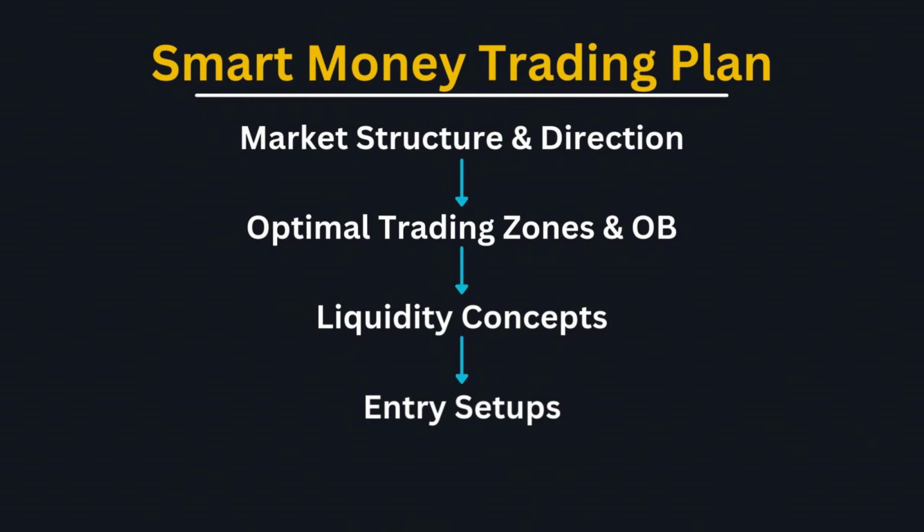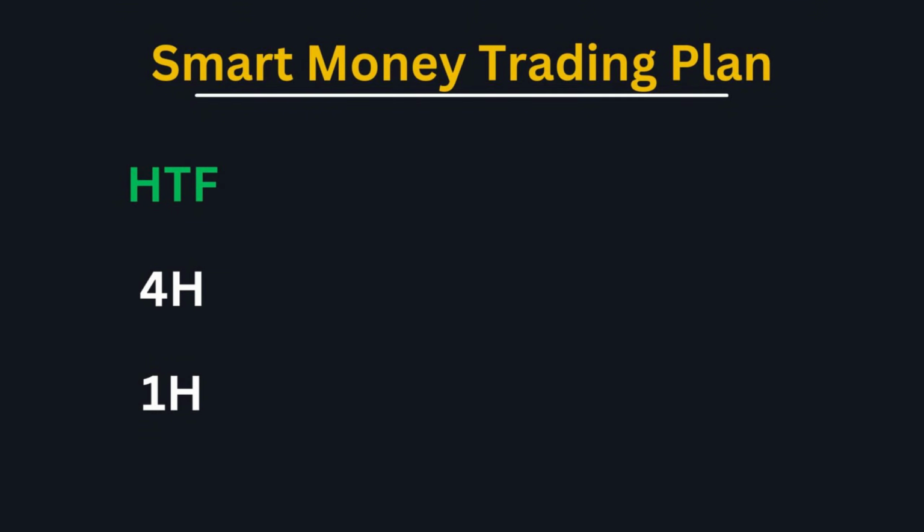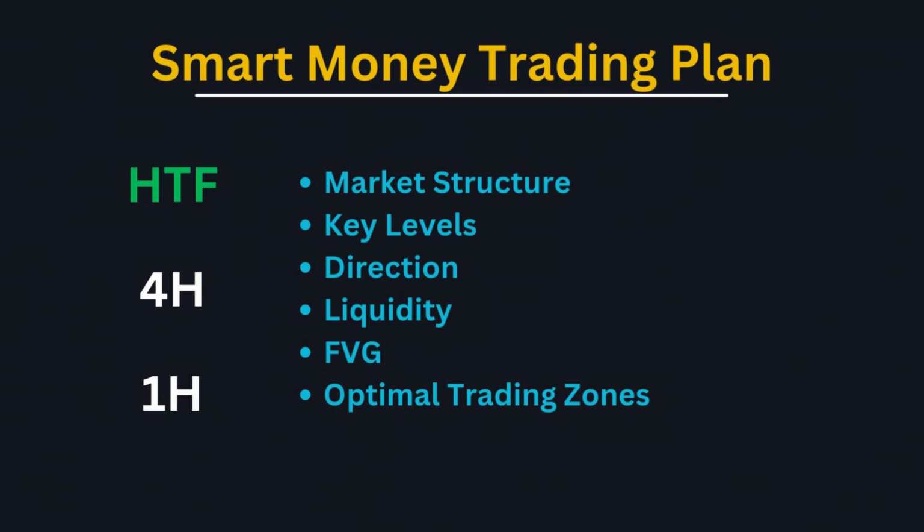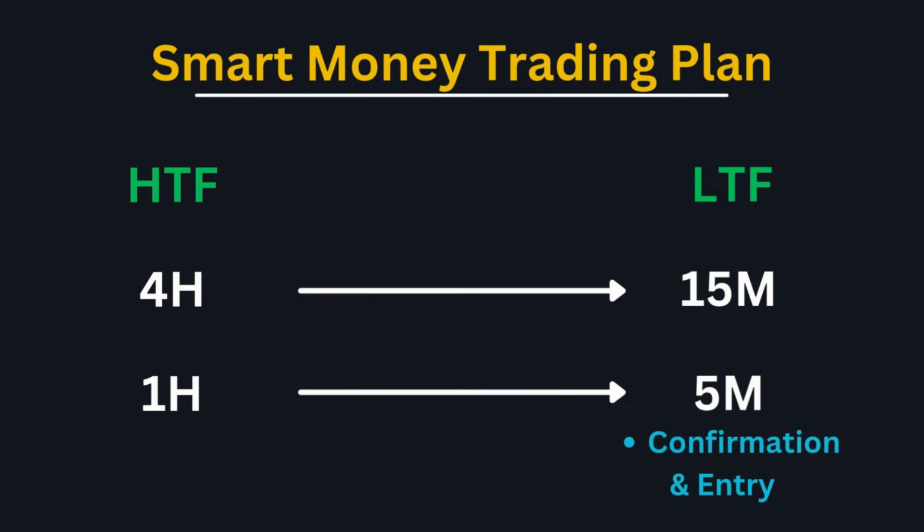And this smart money trading plan consists of two major time frames. First, we have the higher time frame, where we do our general analysis, like reading the market structure, identifying key levels, finding market direction, identifying liquidity areas, finding fair value gaps, and optimal trading zones. Then we move into the lower time frame for additional confirmations and to execute our trade.